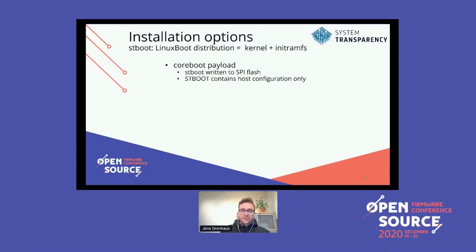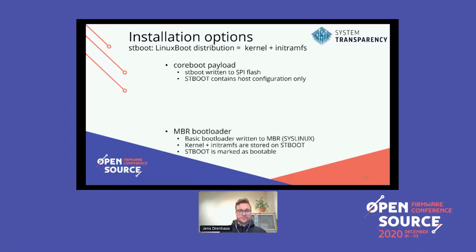Due to the fact, however, that you might not have a server fleet where you can flash coreboot to all of your machines, we came up with an approach for this scenario which we call MBR bootloader installation. This installation option works on machines with EFI firmware as well as legacy BIOS firmware. The Linux boot kernel and initramfs are stored on the stboot partition. A basic bootloader written to the master boot record of the stboot partition will then bootstrap the actual stboot bootloader.